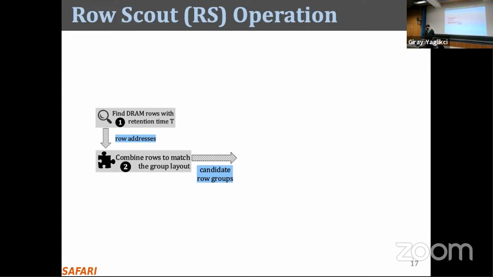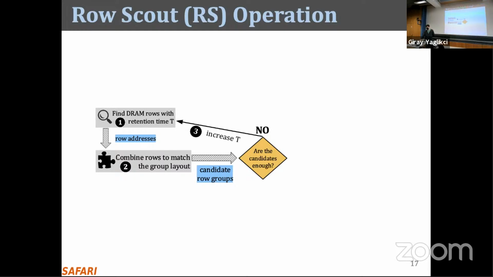Second, Row Scout puts together rows that have certain row address distances among them, as indicated by the configuration parameter that we call row group layout. This is an example of a row group layout that has 3 rows indicated by V that are 1 row address apart. Depending on how many rows are found in step 1 and how many of them can be combined to match this row group layout, step 2 outputs a set of candidate row groups. Next, if the candidate row groups are fewer than needed, Row Scout increases T by a certain amount and returns to step 1 to find more rows.